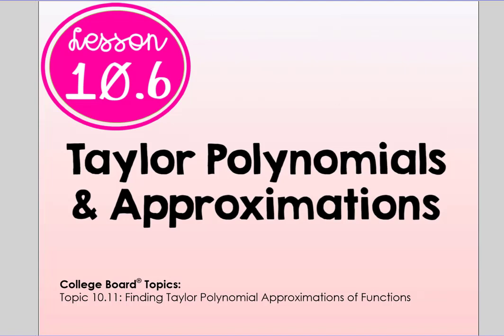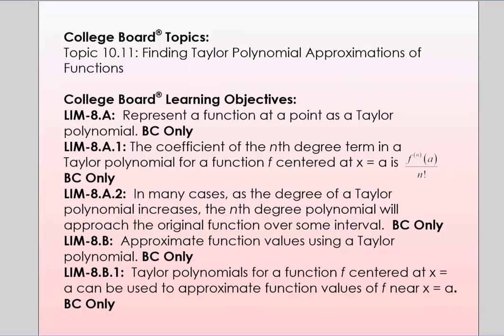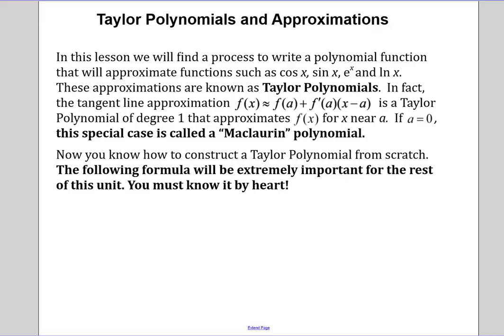This is lesson 6, and we're going to look at the process to write a polynomial function that will approximate the functions cosine, sine, e to the x, and natural log of x. These approximations are called Taylor polynomials. In fact, we can say that the tangent line approximation is a Taylor polynomial of degree 1 that approximates some function f of x near x equals a.